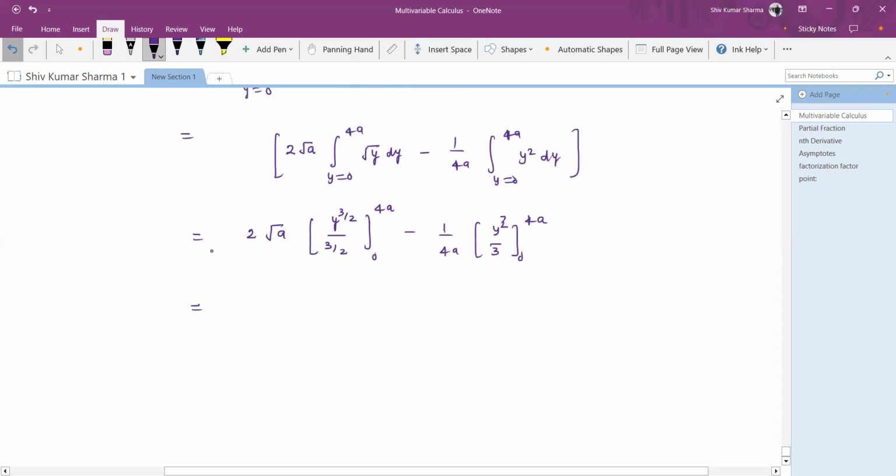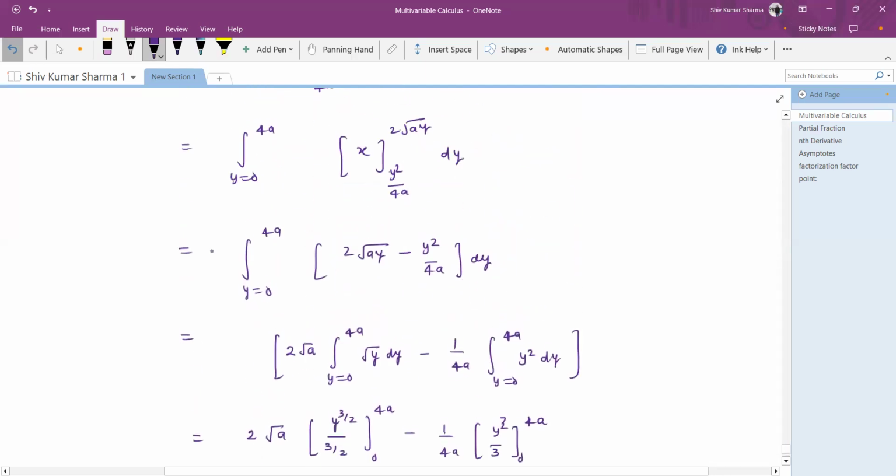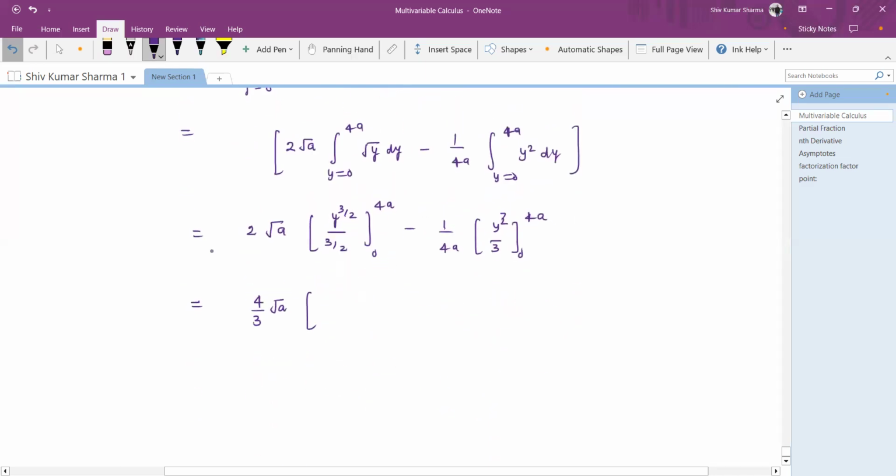So 2 into 2 by 3 is 4 upon 3 into root a. Now put the value of y. So this is 4a raised to the power 3 by 2, lower limit is 0, and minus 1 upon 4a into 4a raised to the power 3 upon 3, minus lower limit which is 0.